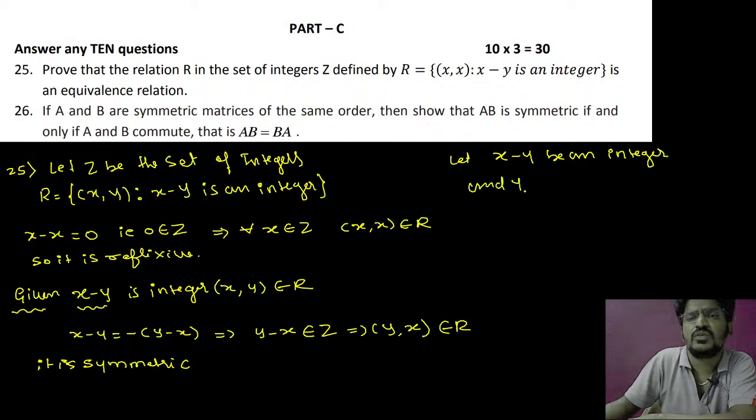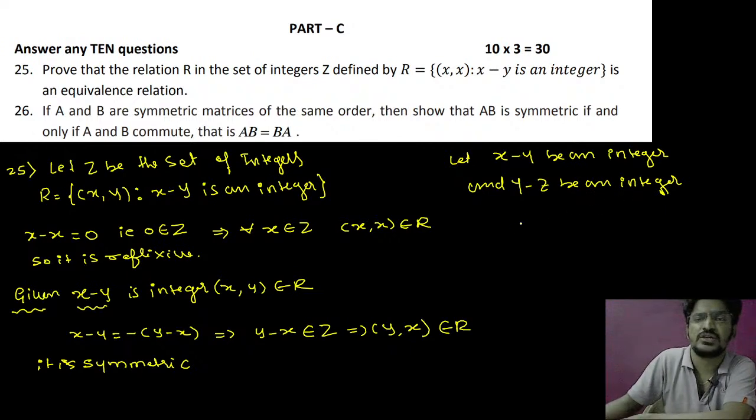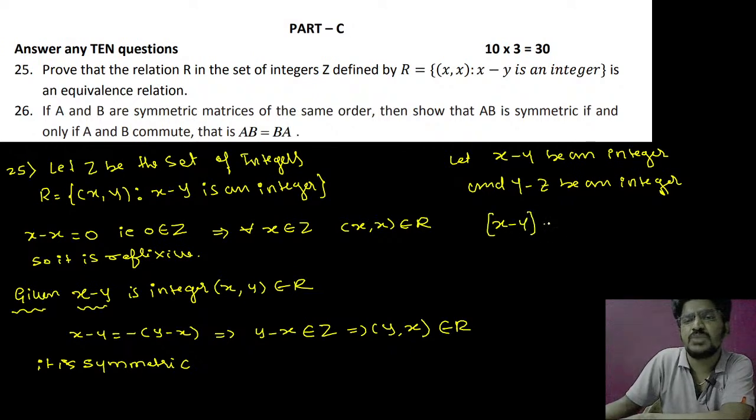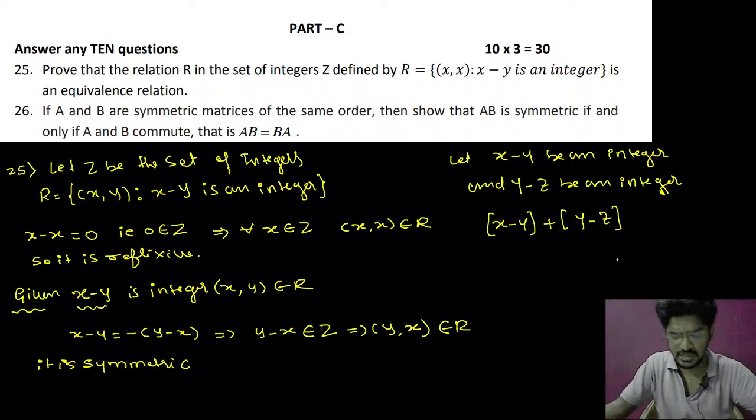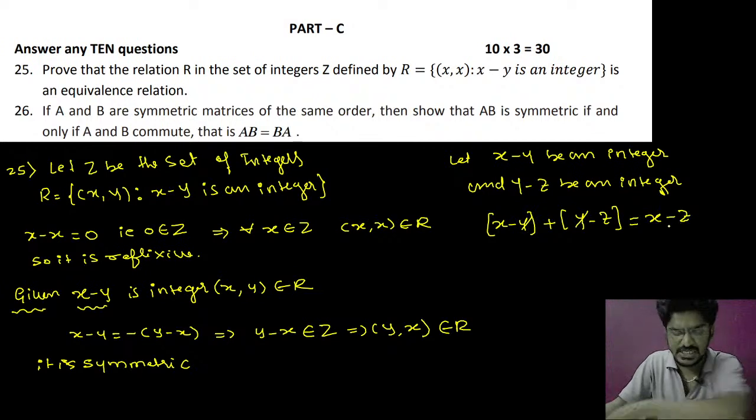And y minus z is an integer. Clear? So we know that if we add two integers, again we will get an integer. So that's why I will add x minus y plus y minus z, because we know that if we add or subtract two integers, again we will get an integer. So here minus y plus y will get cancelled. You are going to get x minus z.